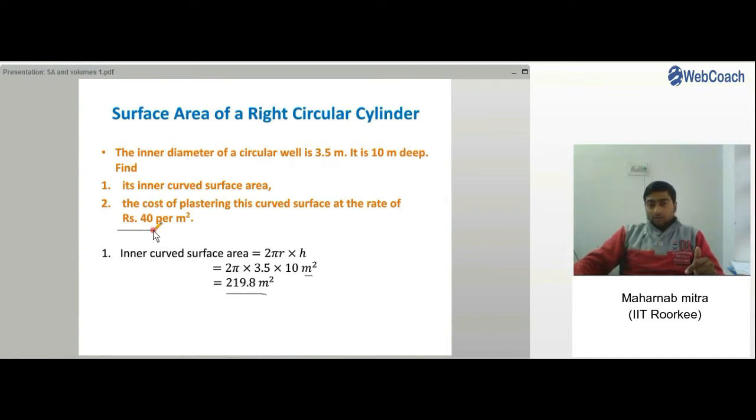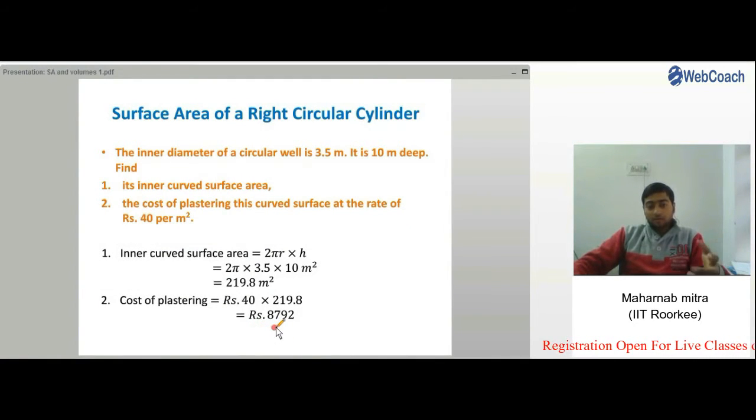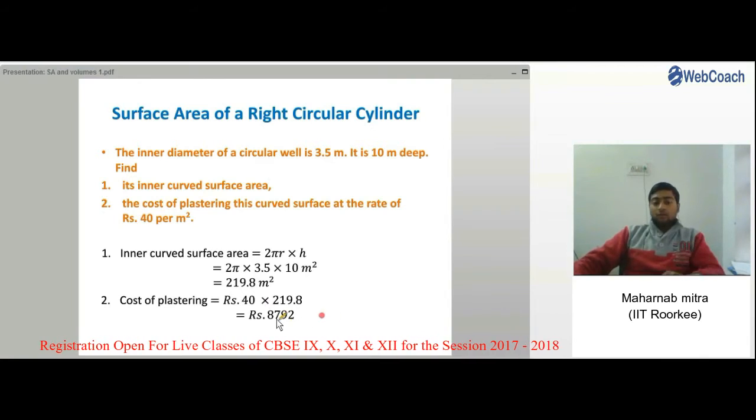Now if the cost is rupees 40 per meter square for plastering, and we have 219.8 meter squares of area, so our cost will be rupees 40 multiplied by 219.8. Why? Because the cost for plastering 1 meter square is 40, so the cost of plastering 219.8 meters will be 40 into 219.8, right? 40 times the area. So we get the cost of plastering as rupees 40 into the curved surface area, and the answer comes out to be rupees 8,792. This is the cost of plastering the curved surface at the rate of rupees 40 per meter square.